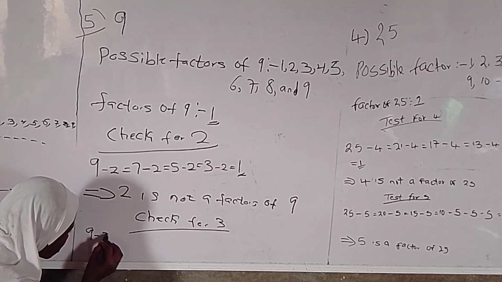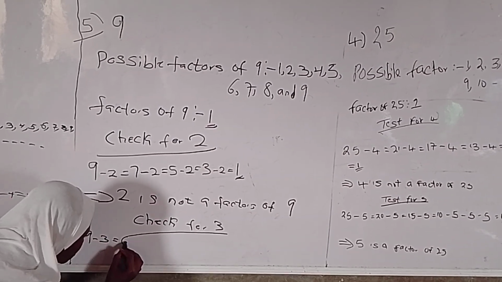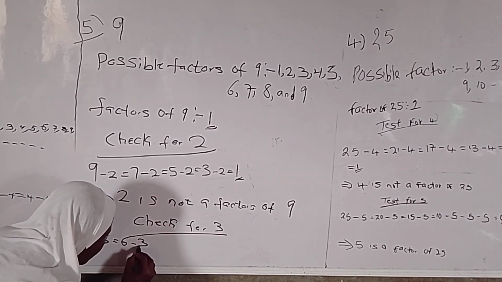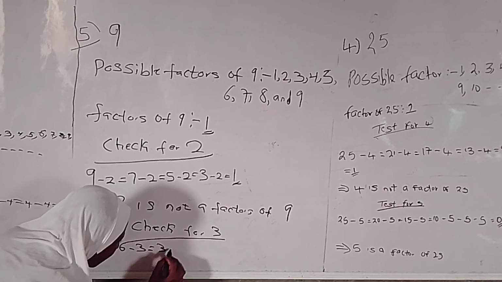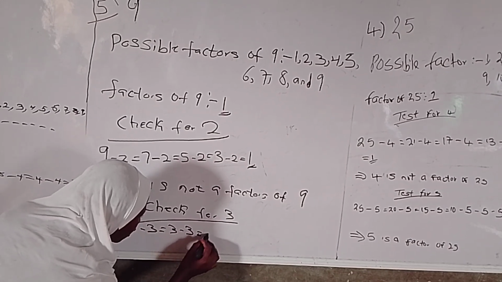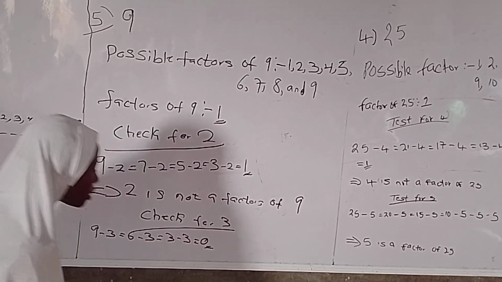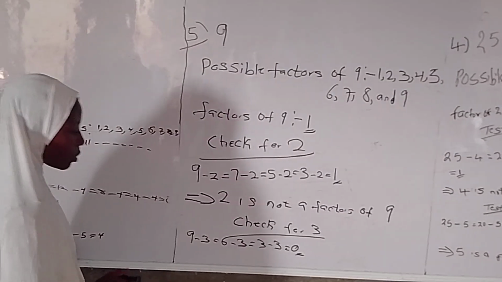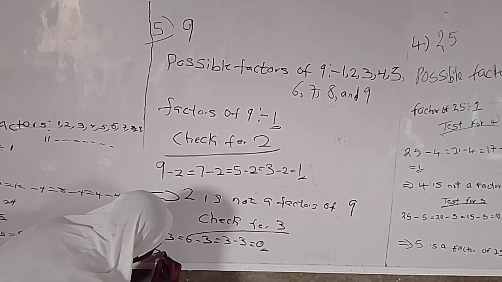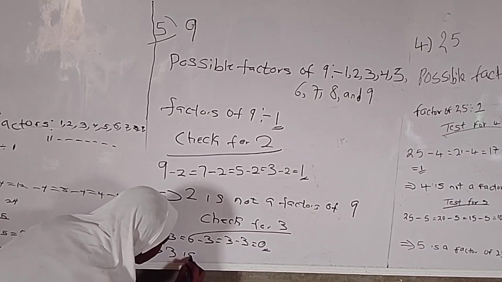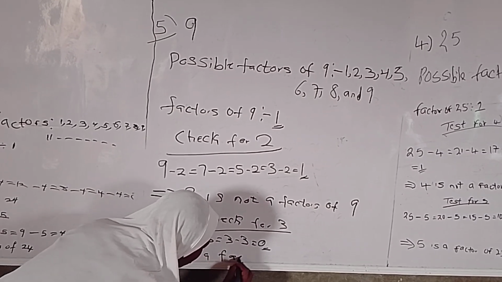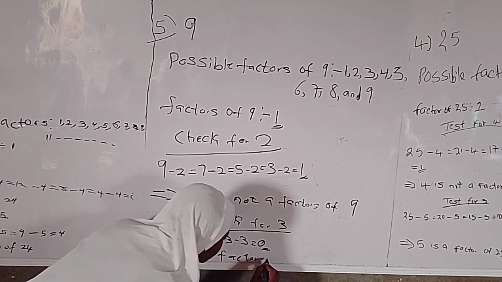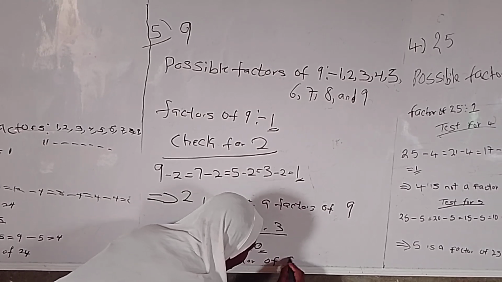Now, let's check for 3. 9 minus 3 equals 6. Minus 3 equals 3. Minus 3 equals 0. Since our answer is 0, this implies that 3 is a factor of 9.